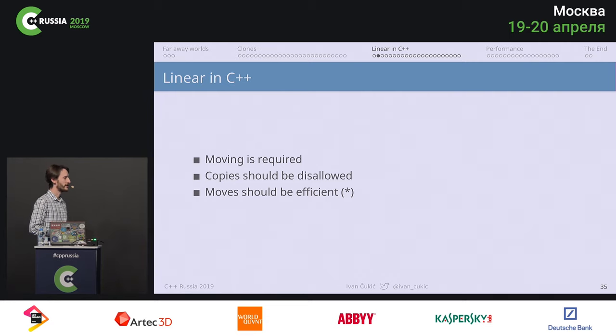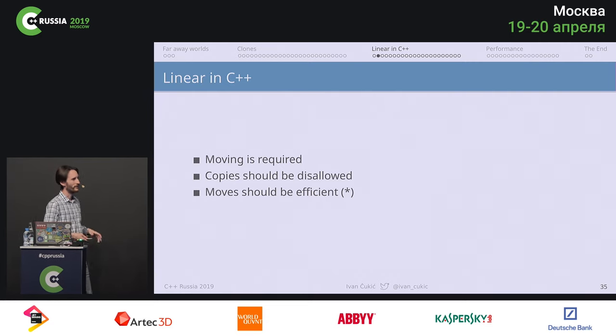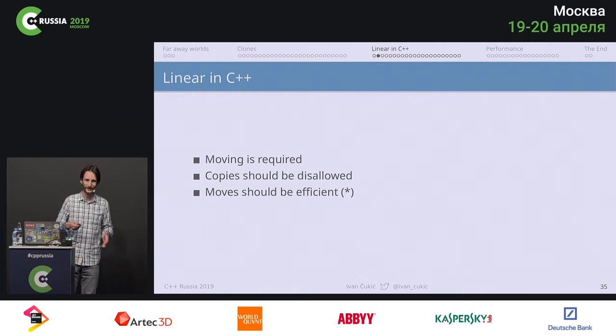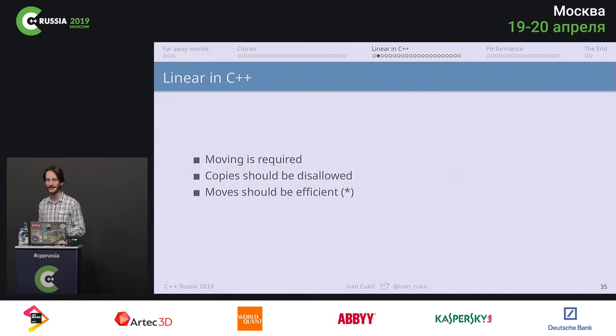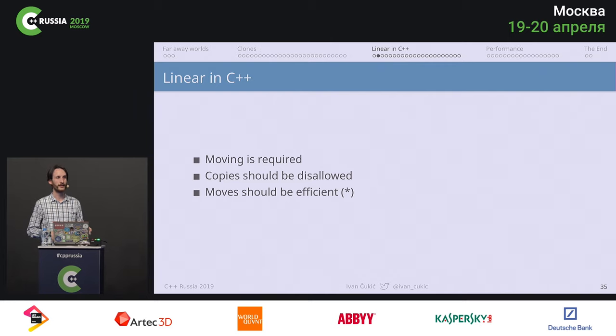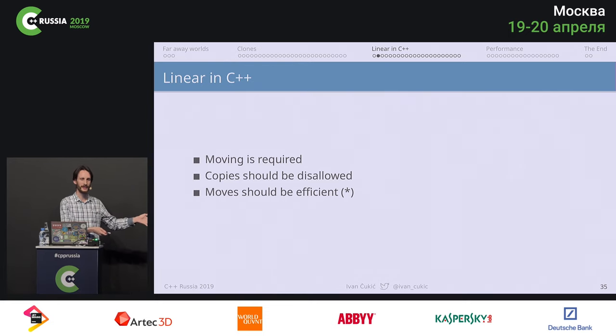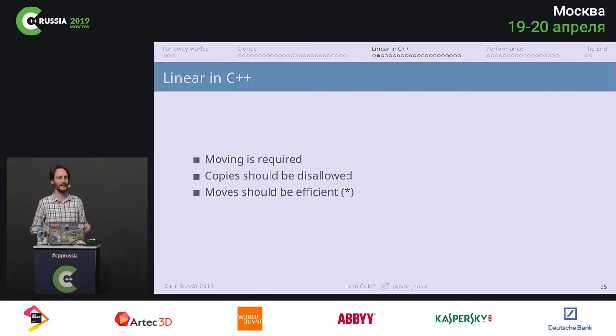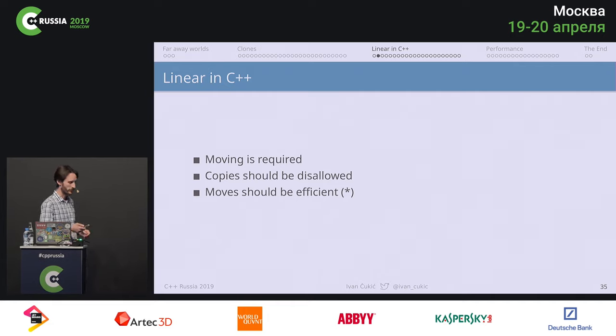So we could use a really, really bad approach, which kind of works in some cases. We can say moves should never throw. If a move throws, it means it's a little bit more complicated. So let's assume it's less efficient. If it doesn't throw, let's assume that most of the time it's efficient. It's obviously a really bad metric, but we don't have anything better than that. And obviously, as I said, copies should be disallowed.